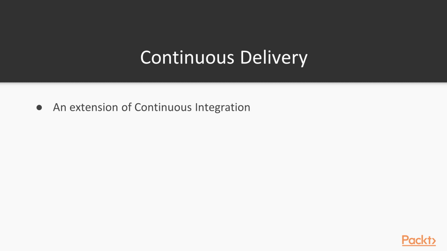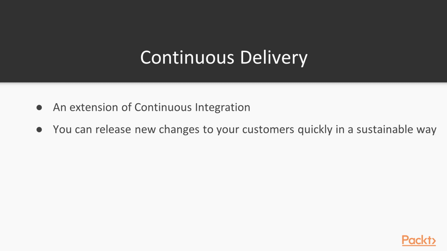Continuous delivery goes one step further. It is an extension of continuous integration, and it is making sure that you can release rather quickly. Basically, you can release new changes to your customers quickly and in a sustainable way with a click of a button. This means that on top of having automated tests, you also have automated the release process. So you can deploy your application basically whenever. In continuous delivery, you can decide to release daily, weekly, during the night, or whatever schedule suits your business requirement.